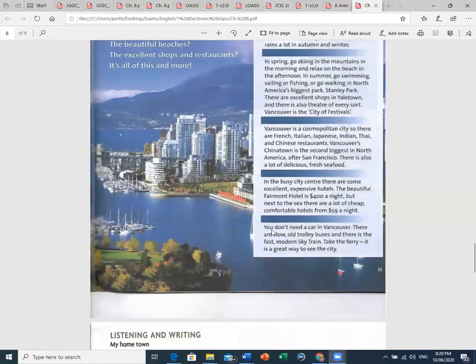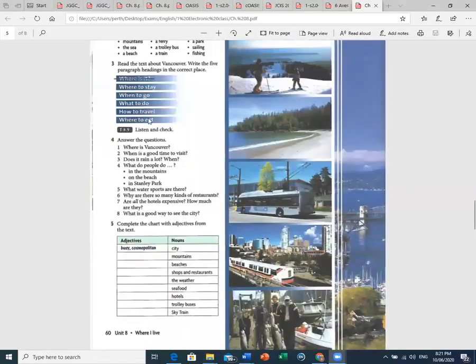Then in this paragraph: you don't need a car in Vancouver. There are slow old trolley buses and there is the fast modern sky train. Take the ferry. It is a great way to see the city. So here he's talking about transportation, so the heading should be how to travel.